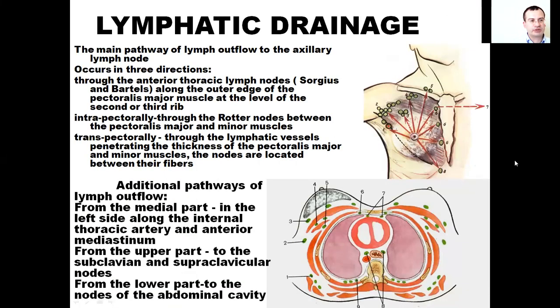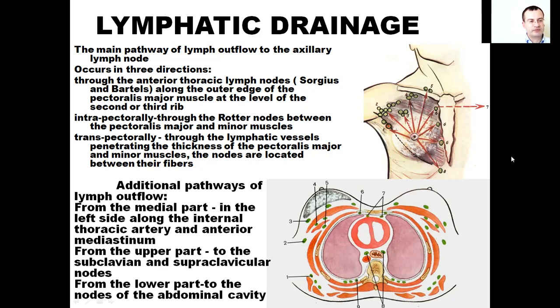Lymphatic drainage. The main pathway of lymph outflow to the axillary lymph nodes occurs in three directions: through the anterior thoracic lymph nodes, along the outer edge of the pectoralis major muscle at the level of the second or third rib; interpectorally, through the rotator nodes between the pectoralis major and minor muscles; and transpectorally, through the lymphatic vessels penetrating the thickness of the pectoralis major and minor muscles, where the nodes are located between their fibres.